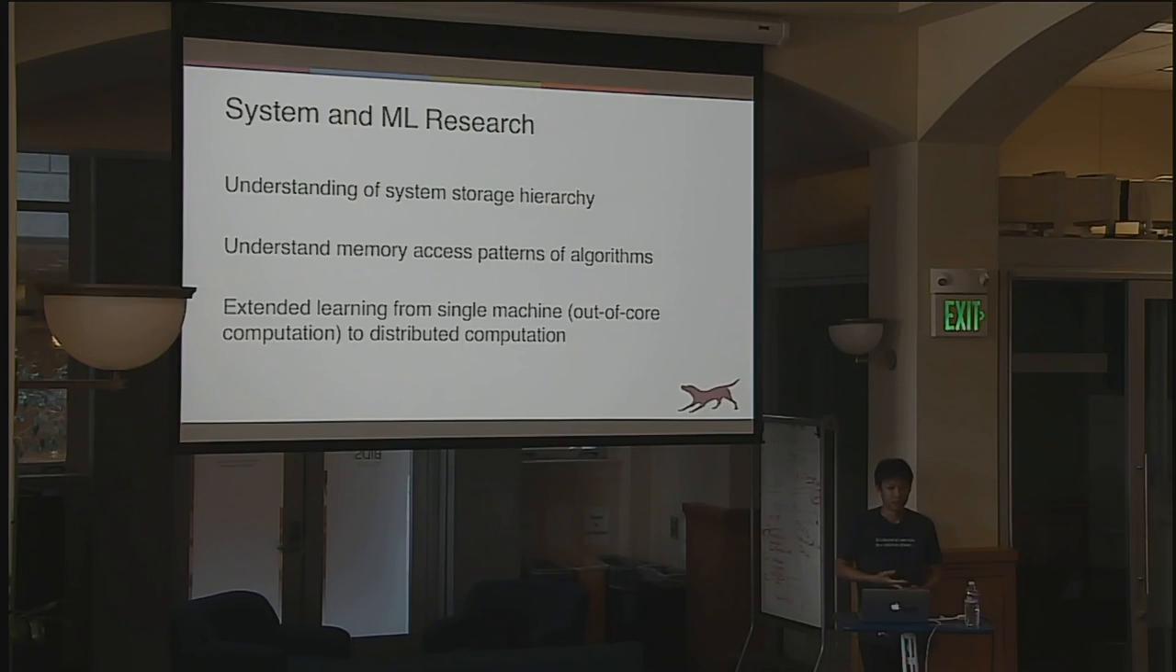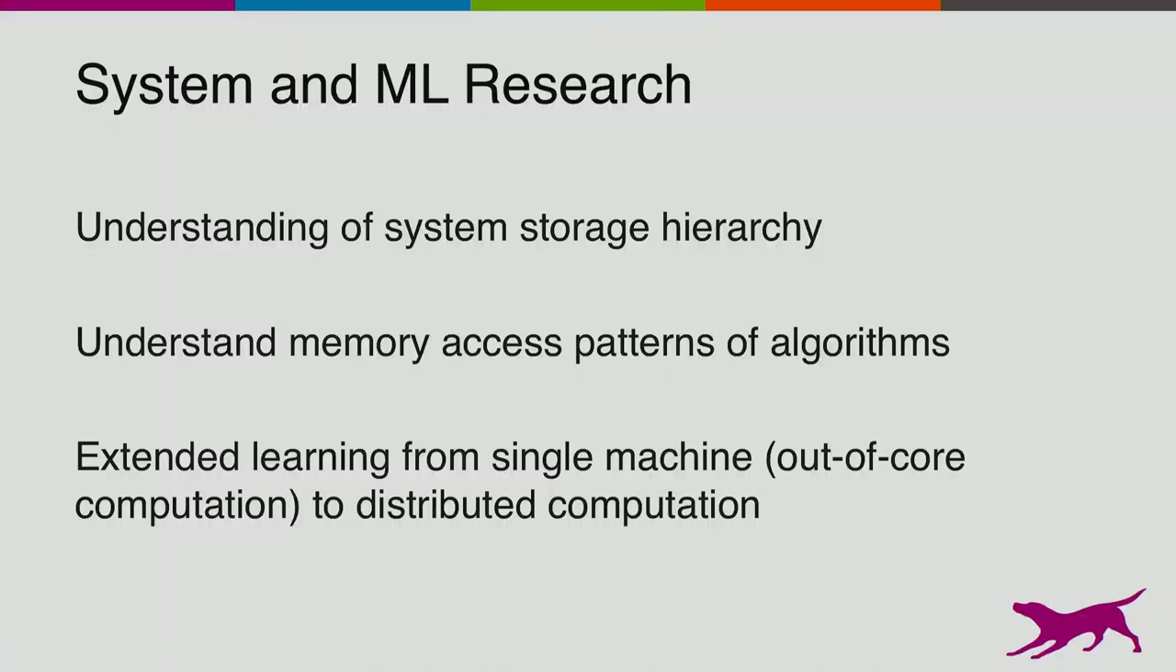People often ask me what you learn from systems that can apply to machine learning, and what you learn from machine learning that applies to systems. This is a very good example, which I want to share with you. We want to understand the system storage hierarchy, that's from the systems side. And we also want to understand the memory access pattern of algorithms, that's from the algorithm and machine learning side. We want to combine them together so that we can build systems that are designed for machine learning.